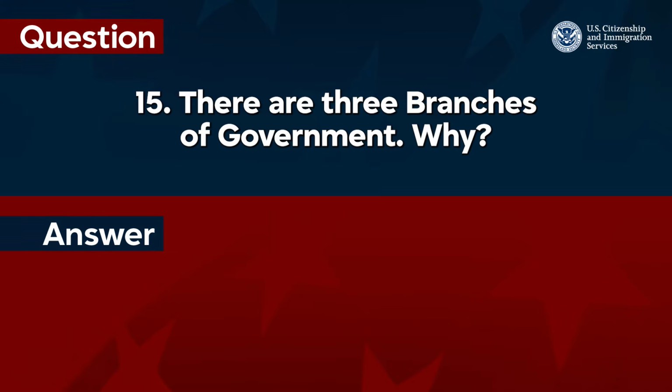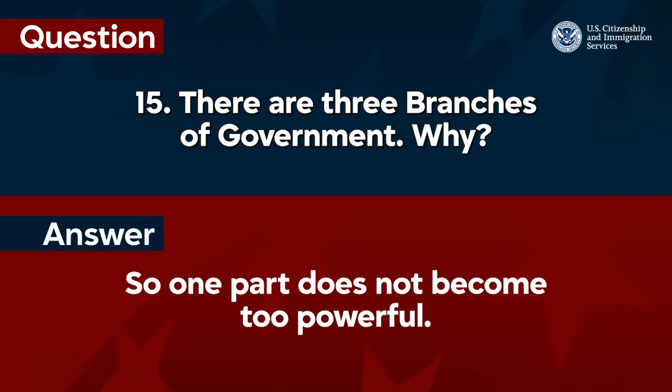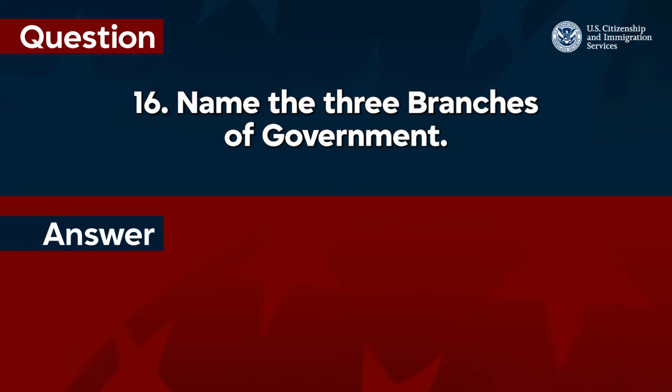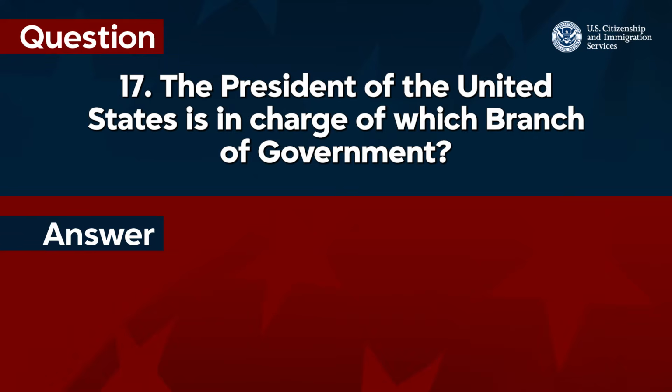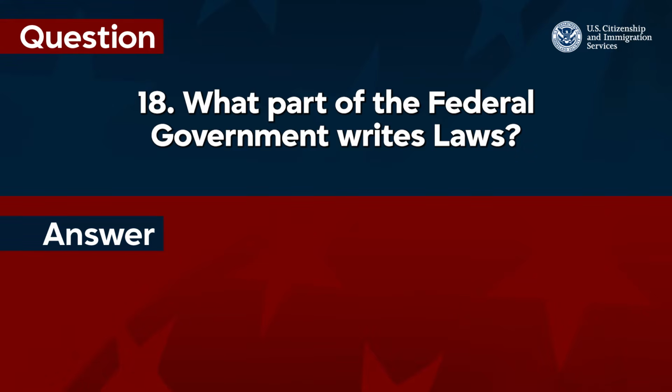There are three branches of government. Why? So one part does not become too powerful. Name the three branches of government. Legislative, executive, and judicial. The President of the United States is in charge of which branch of government? Executive branch. What part of the federal government writes laws? U.S. Congress.